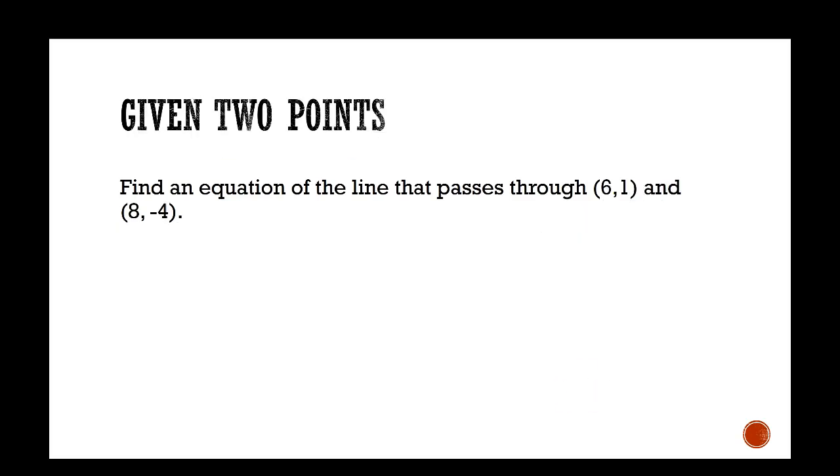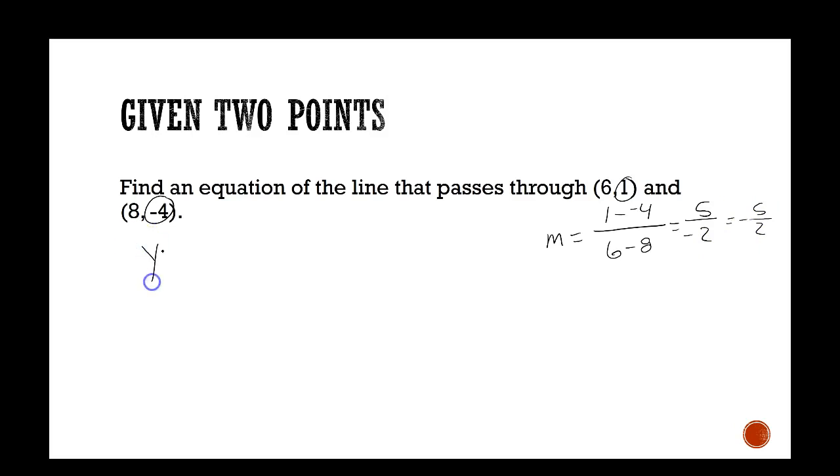All right, let's do another example. So find an equation of the line that passes through 6, 1 and 8, -4. So let's find the slope first. So that's y, so that's 1 minus -4. Again, that's these here. And then I have 6 minus 8. That's going to give me 5 on top and a -2 on bottom. So that's -5/2.